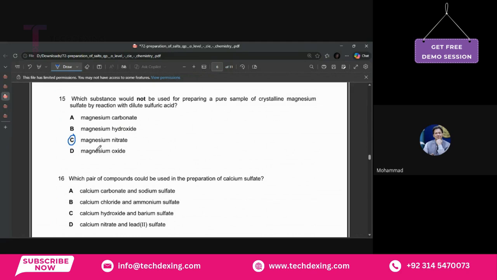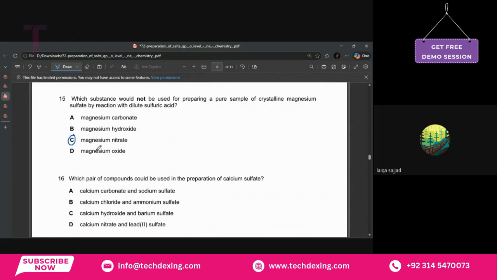Because you like to prepare a pure sample of the soluble salt, you react an acid with a solid base. Very good. Okay, so it's option C.